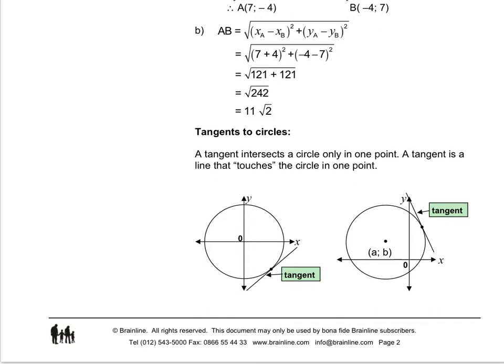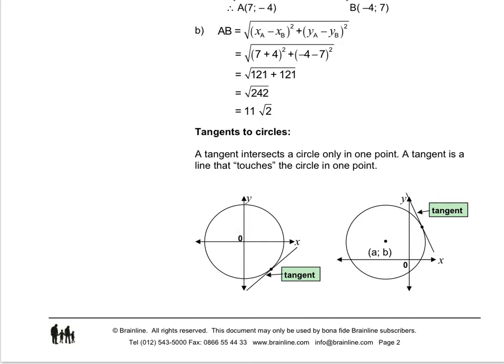If I do my substitution, then I will take the 7 minus the minus 4, which becomes a plus 4, bracket squared, plus minus 4 minus the 7, and also bracket squared. I can now simplify. 7 plus 4 is 11. 11 squared is 121. Minus 4 minus 7 is minus 11. And minus 11 squared, the minus times the minus becomes a plus 121, 11 times 11. If I now add the constant values, I get 242. And then the square root of 242 can be simplified as 11 square root 2.